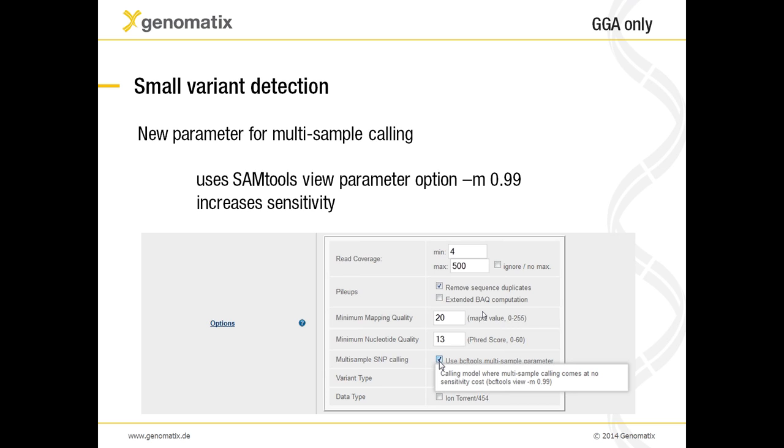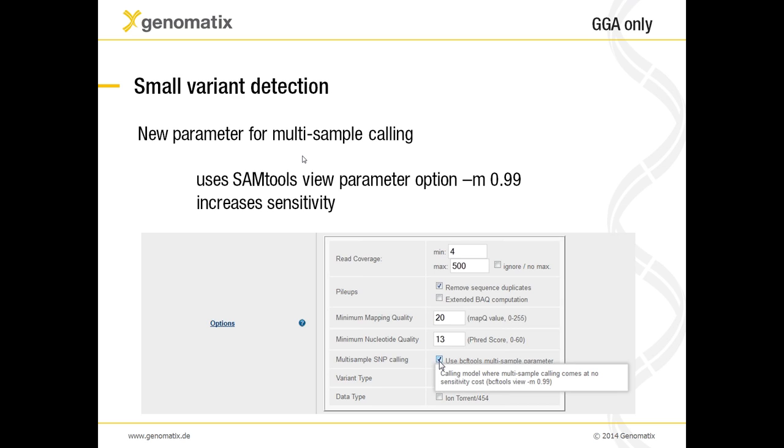Okay, another new feature that we have is within the small variant detection program. You might be aware of the fact that we use SAMtools in the background here, and we have a new parameter for multi-sample SNP calling. Now, why would you want to use multi-sample calling, and what is it?